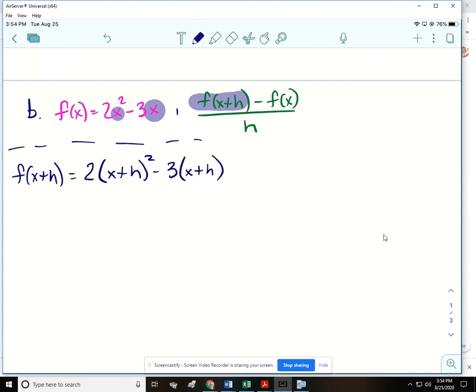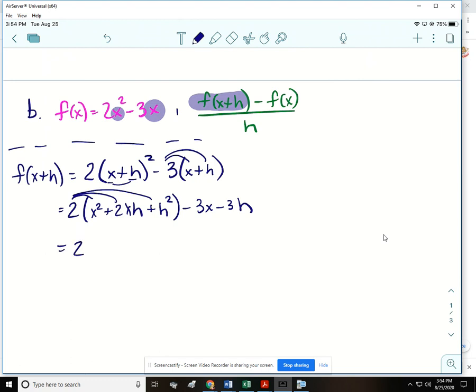Okay. And then I'm going to follow the order of operations. I cannot distribute inside parentheses that have a power. We have to do the powers, the exponents, before we do multiplication. So I need to square x plus h. So I'm going to square x, multiply those together and multiply by 2, and then I'm going to square h. Alright, over here I'm ready to go ahead and distribute the negative 3. Right, and then I'm going to come back and distribute the 2.